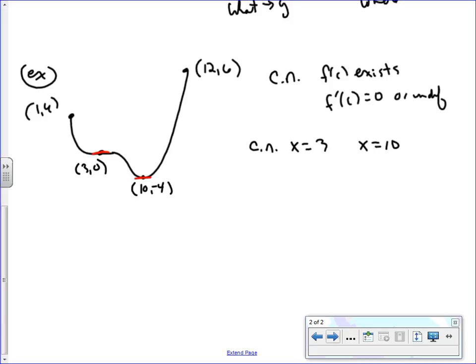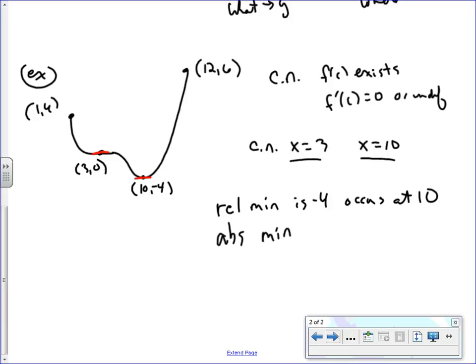If I asked you about relative extrema, you would be able to look at them and say, well, the only place I might have relative extrema are either at 3 or 10. Those are the only 2 places. And at 10, I have a relative min. The relative min is -4, occurs at 10. You could also say that that's an absolute min, because nothing goes any lower.